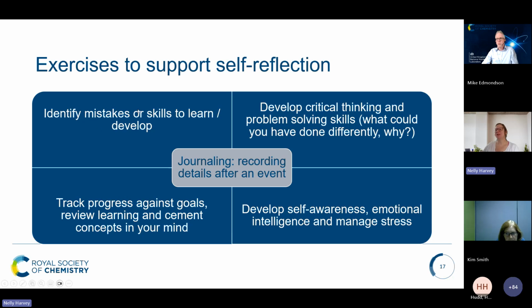Once you've identified the mistakes, then you can look to work on them and develop them with your mentor. You can develop critical thinking and problem solving. What could you have done differently and why? It's a simple question, but one that can be really insightful. By doing the self-reflective practice, and of course compiling your application itself is a form of journaling, you can track your progress against goals, review learning, and cement concepts in your mind.